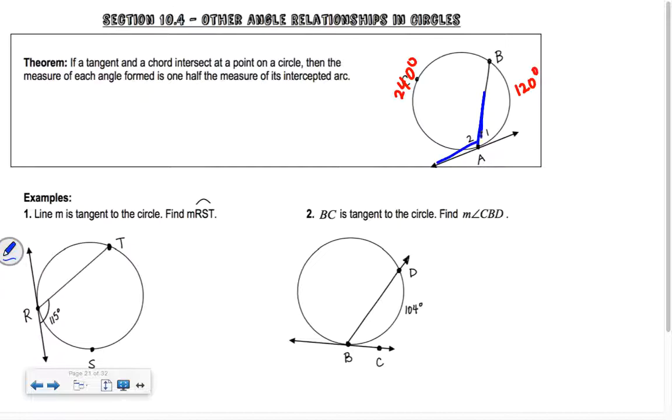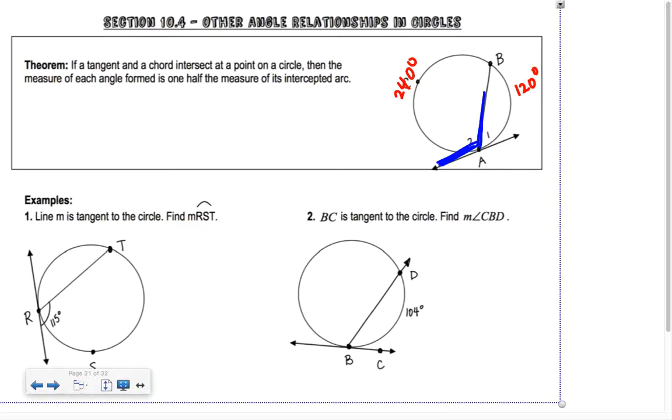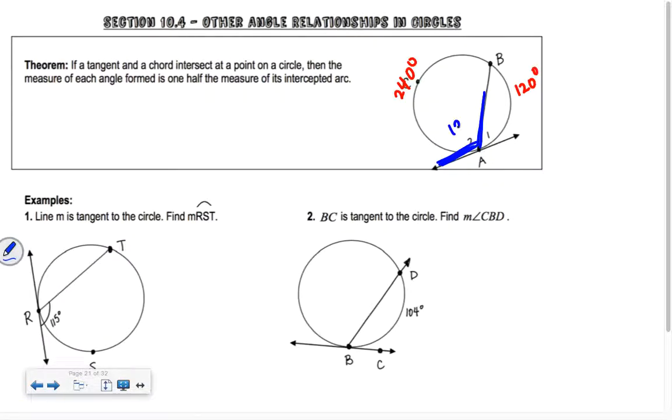this angle, angle 2, do you see that it intercepts the arc that has 240 degrees? So how much do you think angle 2 is going to be then? 120. And then what about angle 1? It intercepts the arc that makes 120, so how much is it going to be then? 60. Yeah, so that's the relationship between them. It's half, which we kind of talked about last time a little bit.